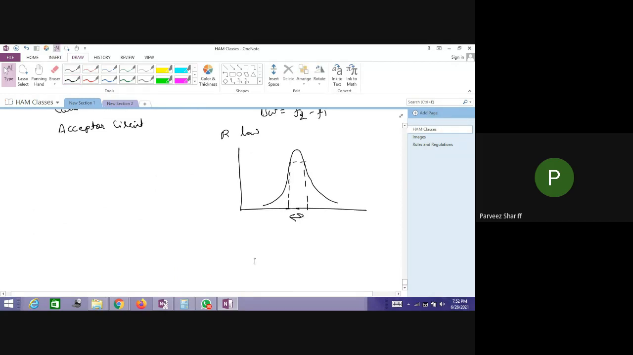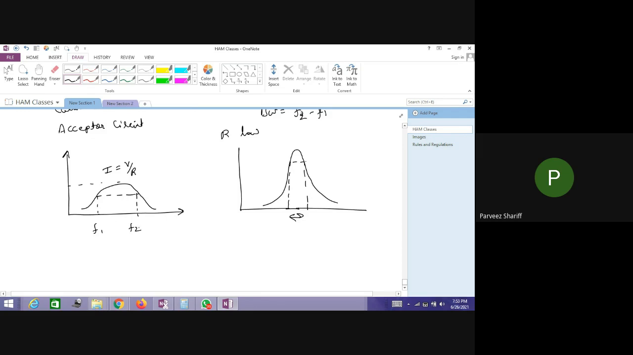Now, if the resistance value is very high, then the overall current will be less, but we'll get a peak something like this. So minus 3 dB we'll get here, and we'll get a wider bandwidth. So this is F1, this is F2. Why? Because I is equal to V by R. As the value of resistance increases, definitely the peak current value will be reduced, but we'll get a wider bandwidth. It means it will allow more frequencies.